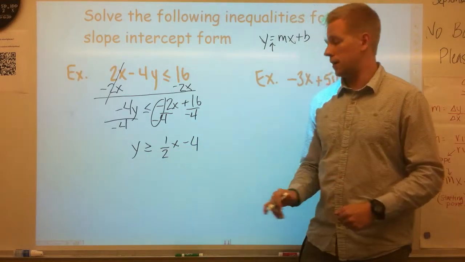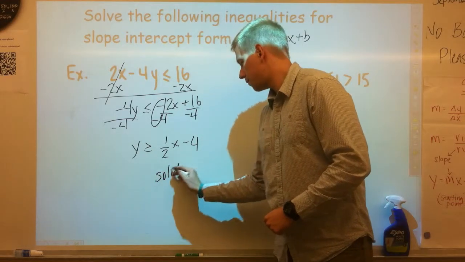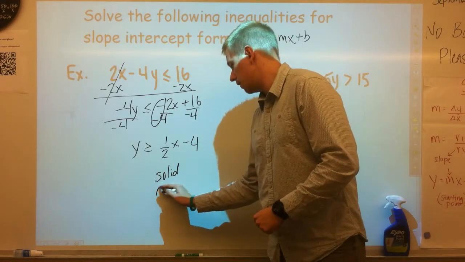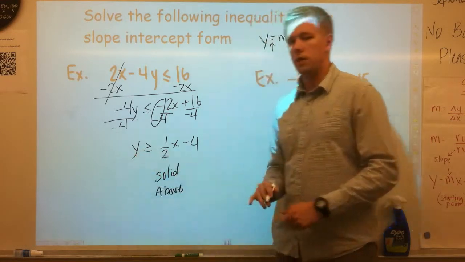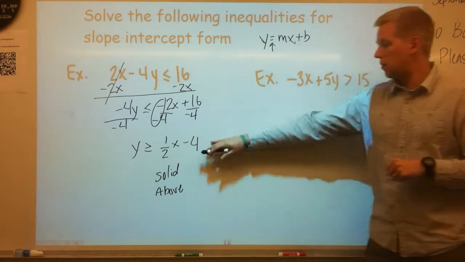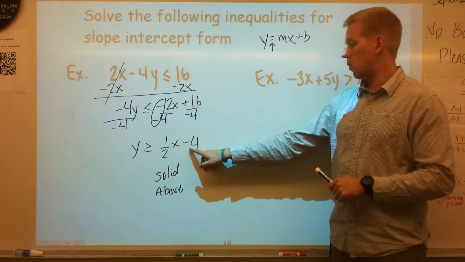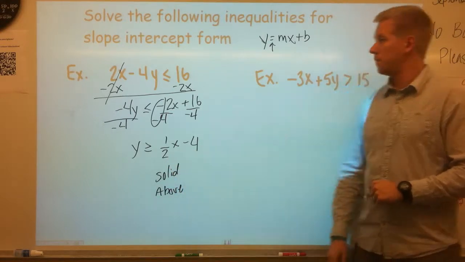So if I were to graph this, I would get a solid line and shaded above, because it is greater than or equal to. So that would be my equation to help me graph. This would be my y-intercept. This would be my slope. It would get a solid line, and I would shade above.